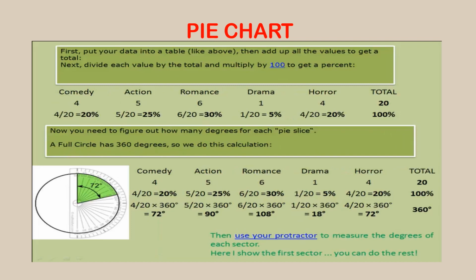To draw a pie chart, we have to convert the collected data into percentages. After finding out the percentage, you have to convert the data into degrees. A full circle has 360 degrees, so we do this calculation. The given equation can be used to convert the percentage into degrees.